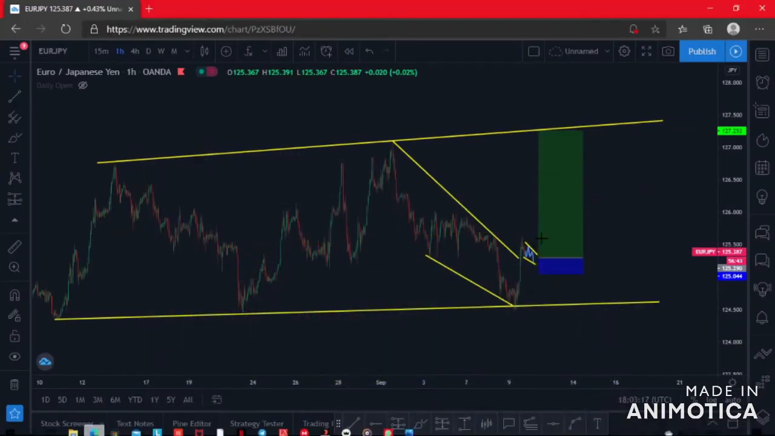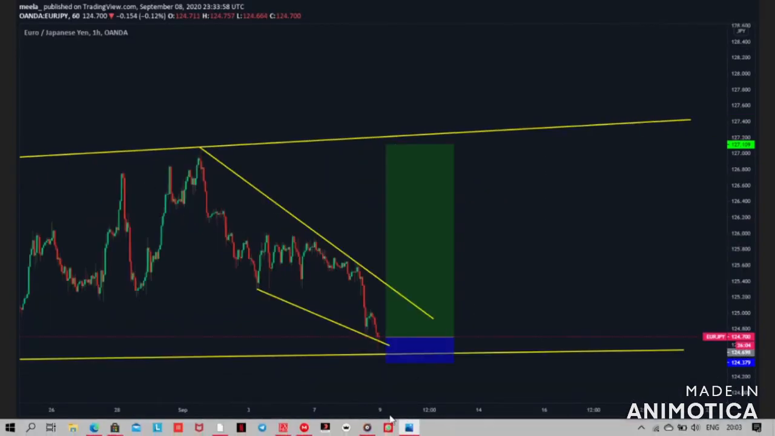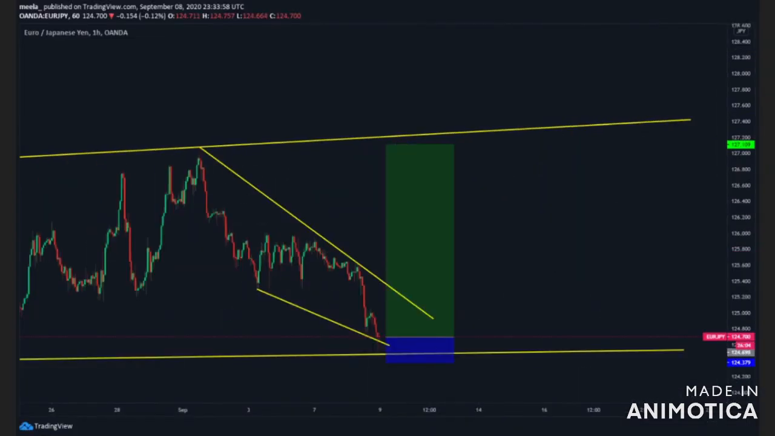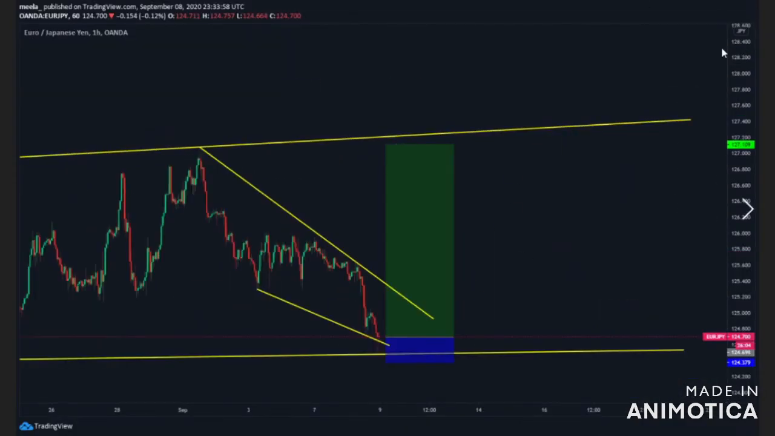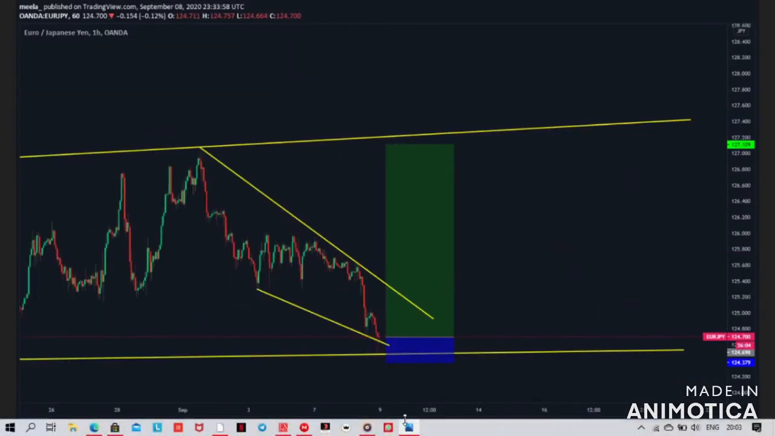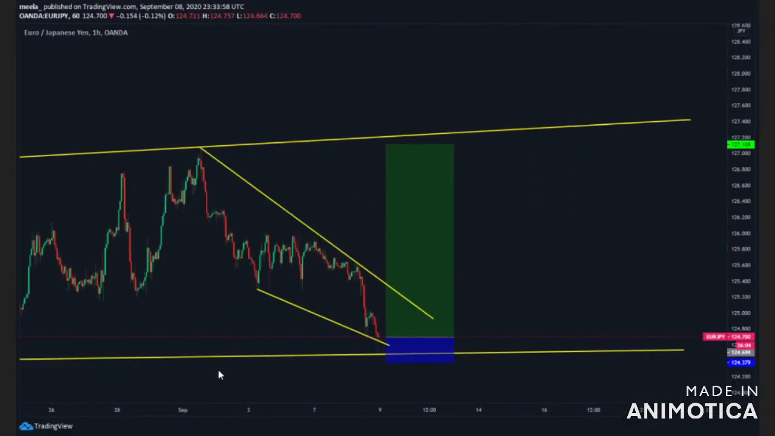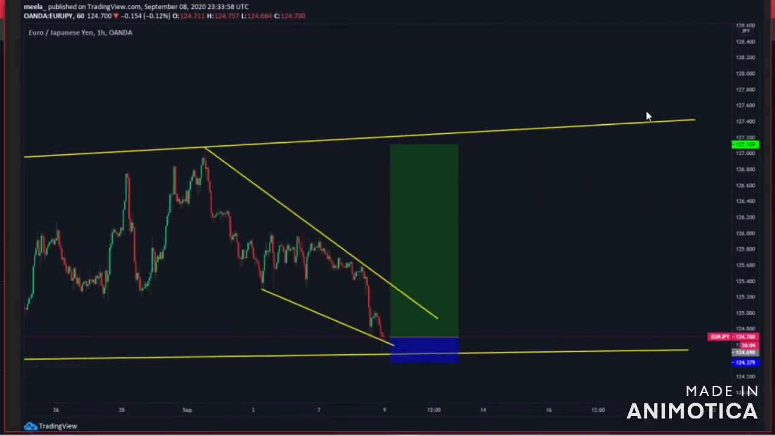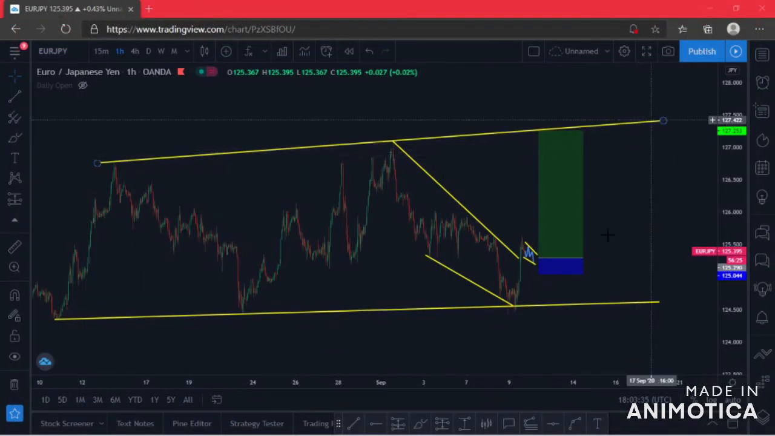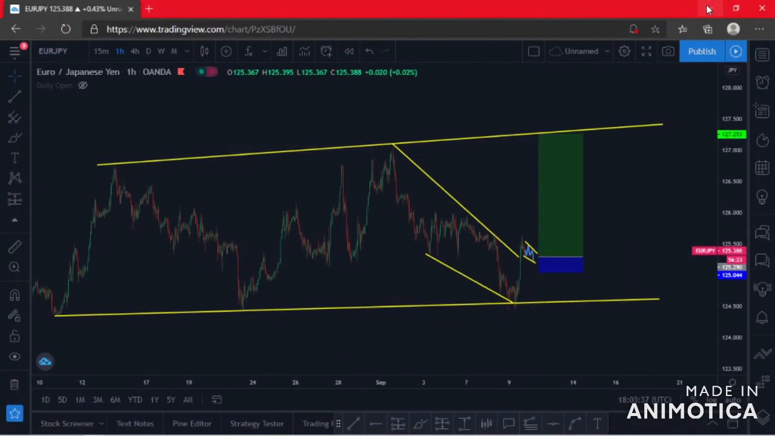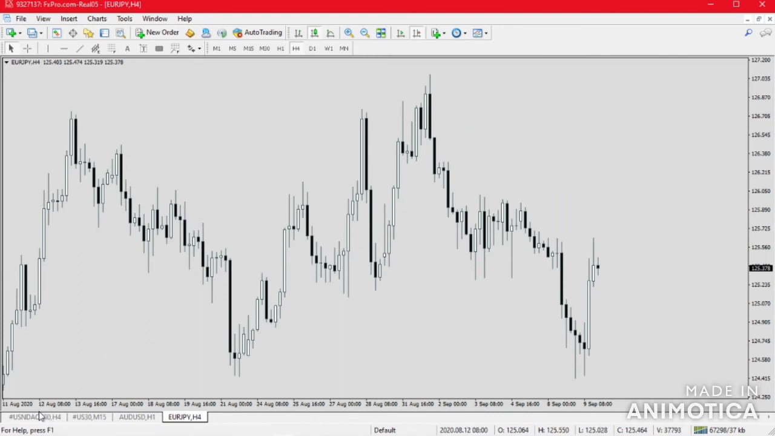Sorry, that's before the move. Let's just take a quick look at Nasdaq and what can happen here.